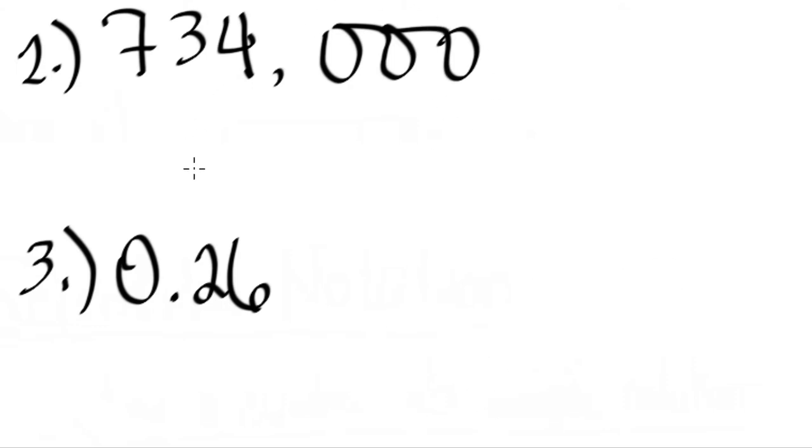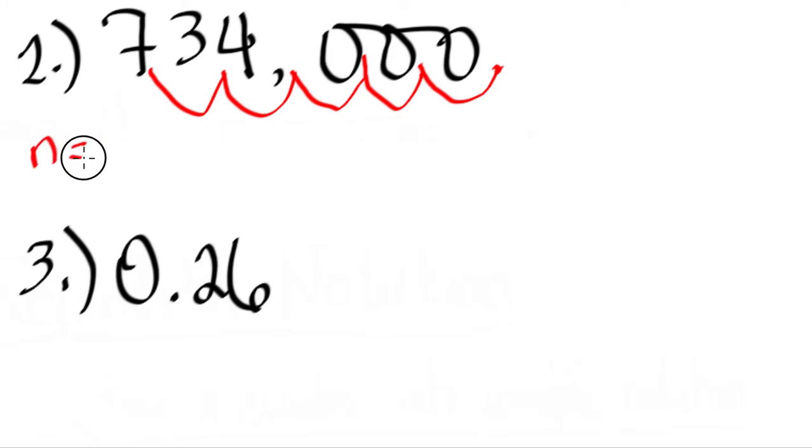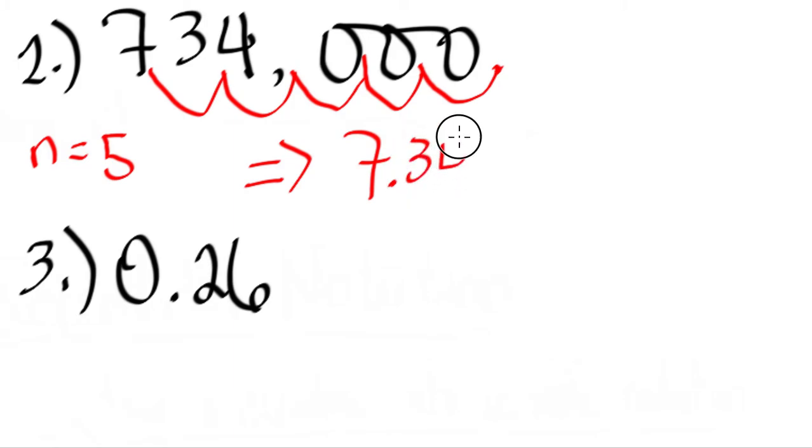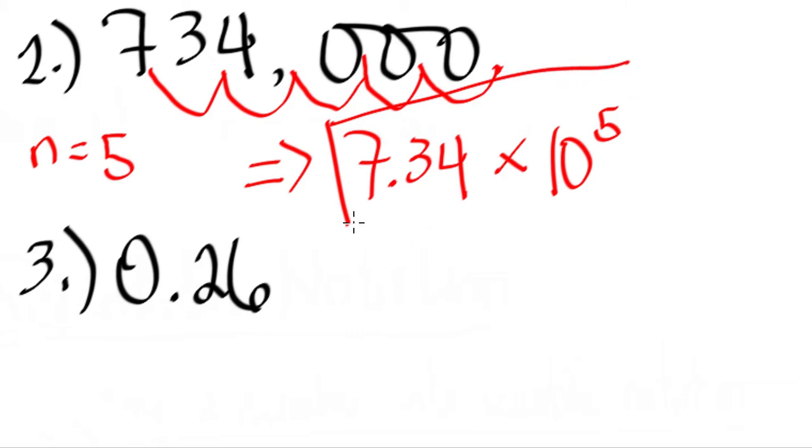For number 2, there's no decimal point still. Let's assume that it is found here, and we'll move going to the left. So we have 1, 2, 3, 4, and 5. So our n is equal to 5. Remember that. It's positive 5 since it's going to the left. We will write the answer as 7.34 times 10 raised to 5. That's our answer for number 2.